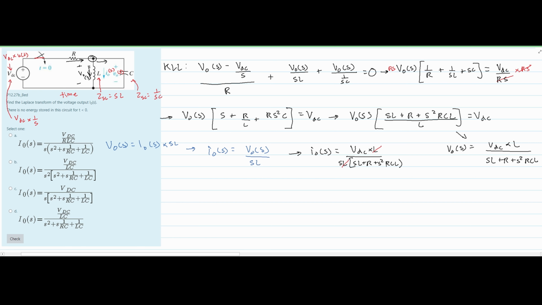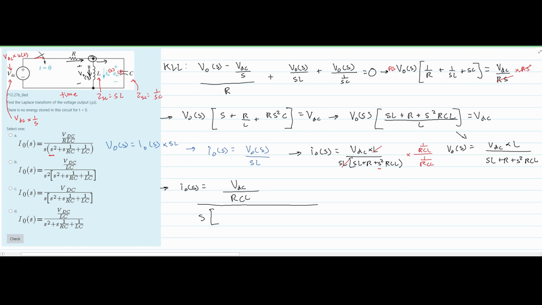However, we need to simplify this. Looking at our answers, we can see that we have this S squared right here. Well, we do have an S squared, but it's not by itself. What we can do to get it by itself is multiply the numerator and the denominator by RCL, or 1 over RCL. In doing this, we are going to get that our I naught S is equal to V d c divided by R C L. This is all massively divided by S.